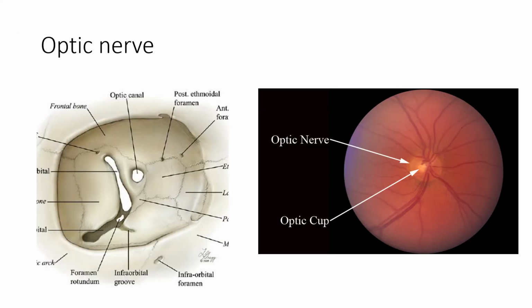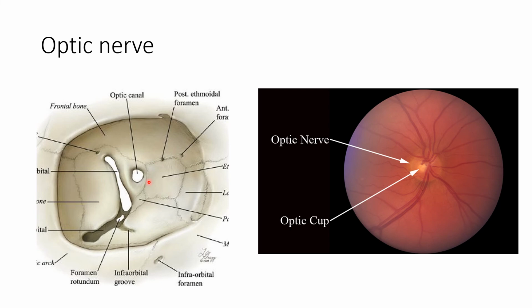This is the important picture of optic nerve. So few MCQs commonly asked regarding the optic nerve are: number one, the axon starts from which layer of retina? Answer is ganglionic layer of retina. Number two, through which foramen it enters? It enters through the optic canal. You all can see the optic canal very well here. So this is the optic canal.